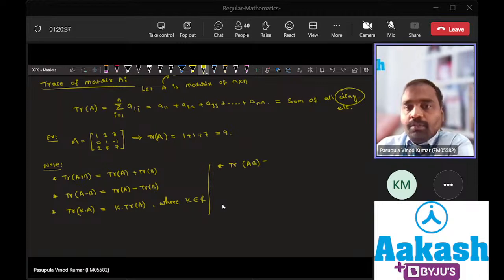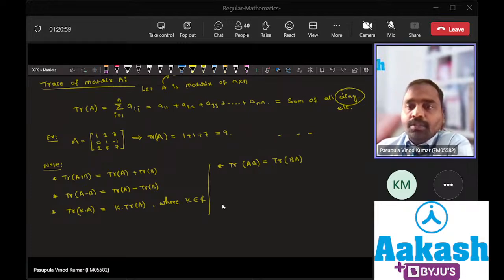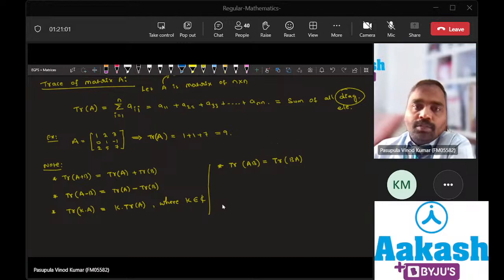Trace of AB, you have to observe one thing. In the transpose, what we have written, (AB) whole transpose, is B transpose into A transpose. But sometimes we may confuse this property with this one. Here you may write trace of B into trace of A, but that is not correct. You have to write it as trace of BA. Both are same. Trace of AB is equal to trace of BA.